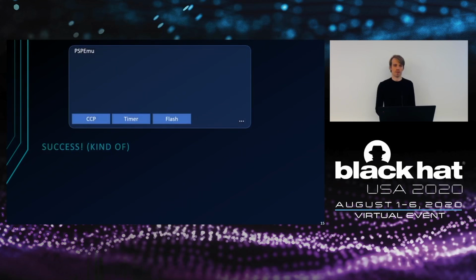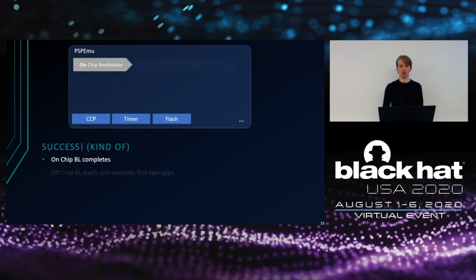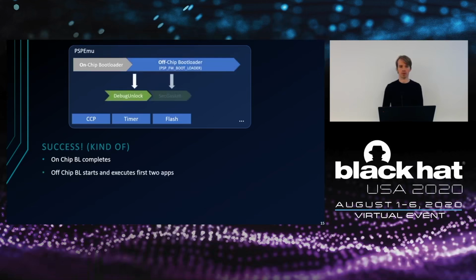This approach brought us pretty far. So after about 2 months, the emulator was able to execute the on-chip bootloader we've gathered from various CPUs previously, and the on-chip bootloader was able to load and execute the off-chip bootloader from the emulated SPI flash using the emulated cryptographic coprocessor. The off-chip bootloader was also able to load and execute the first 2 applications.